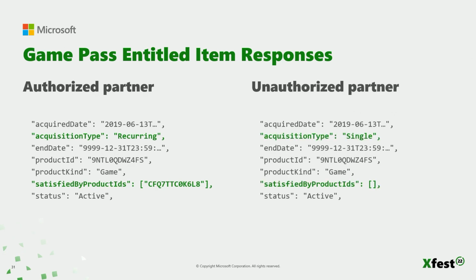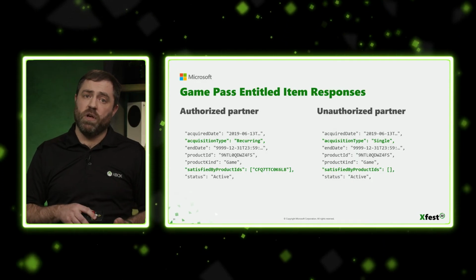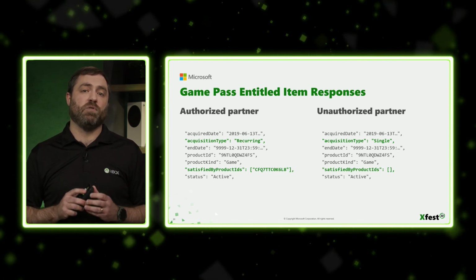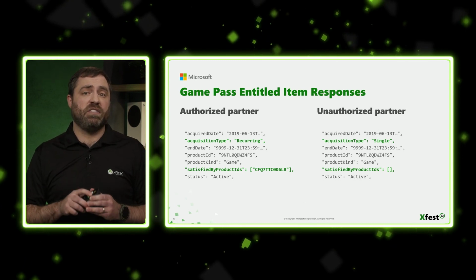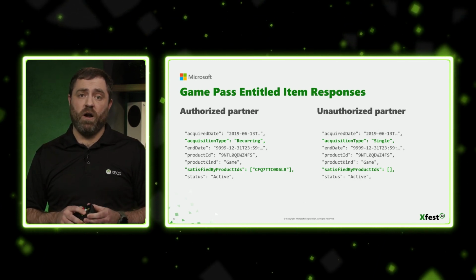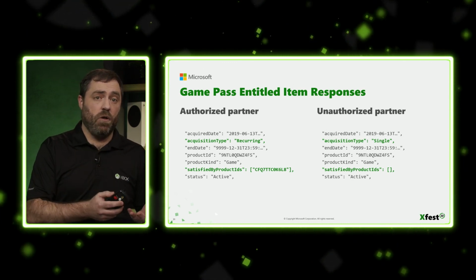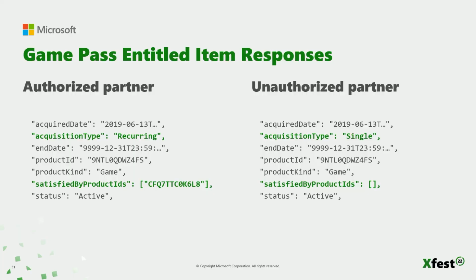If you are looking at products such as games or DLC that are entitled to a user because they have a Game Pass subscription, you will get different results depending on if you are authorized to have the Game Pass subscription info or not. For unauthorized partners, the product will show up in the user's entitlements but will appear as if they own the item directly, without any indication it is satisfied through Game Pass. Therefore, as a directly owned item, the acquisition type will show as single, and the Game Pass product ID will be absent from the satisfied by product IDs array.